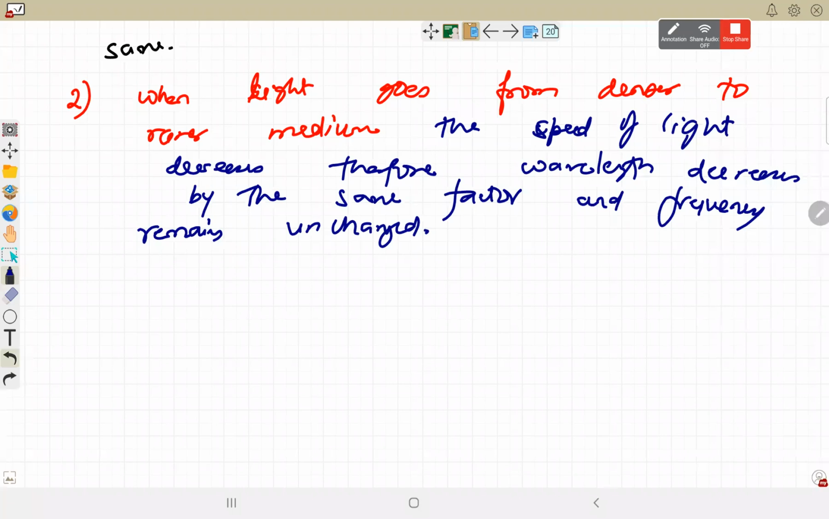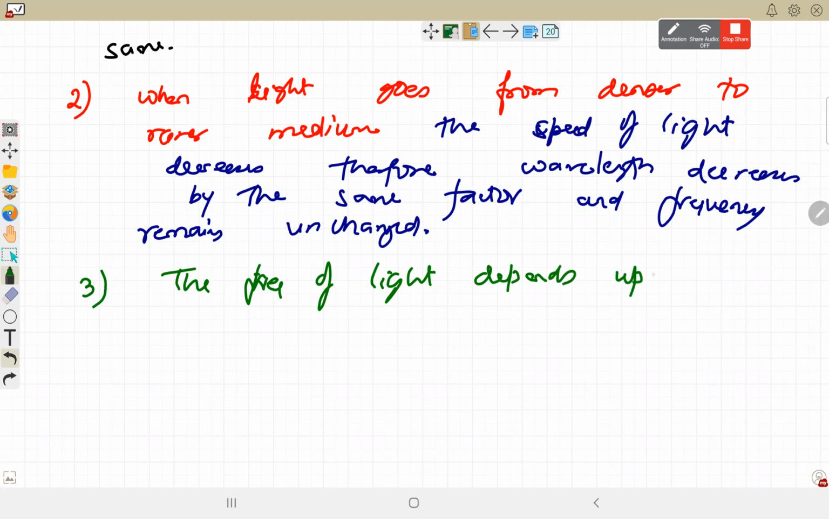Correct? Frequency of light depends upon source and the medium, and the wavelength depends upon the properties of medium. The frequency of light depends upon source, and wavelength depends upon medium.